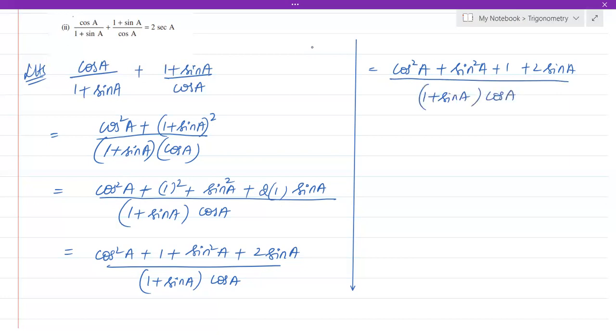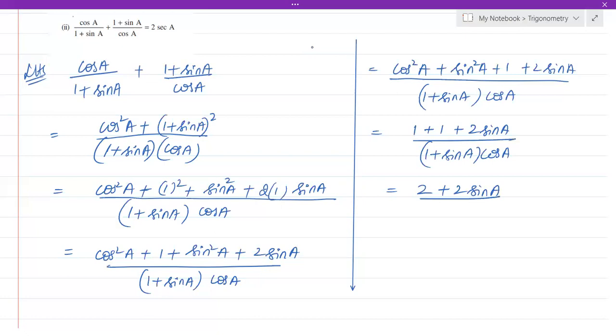Now, if you observe the numerator, we have got an identity here. Cos square A plus sine square A. What is cos square A plus sine square A? Or sine square A plus cos square A? Both are one and the same. So it is 1. 1 plus 1 plus 2 sine A divided by 1 plus sine A into cos A. Now what is 1 plus 1? 2. 2 plus 2 sine A divided by 1 plus sine A into cos A.